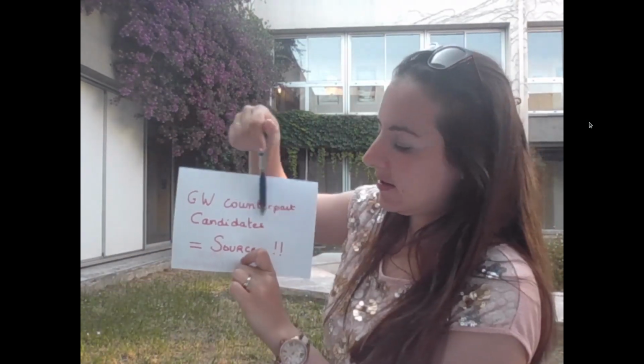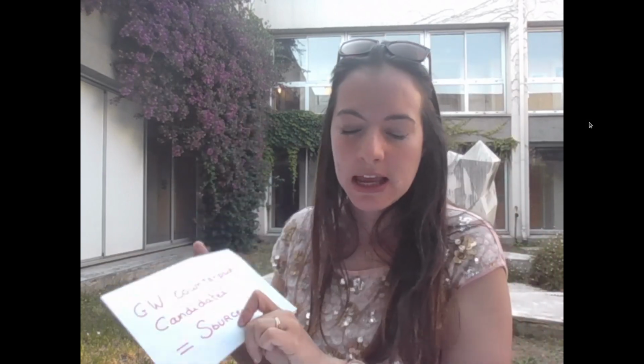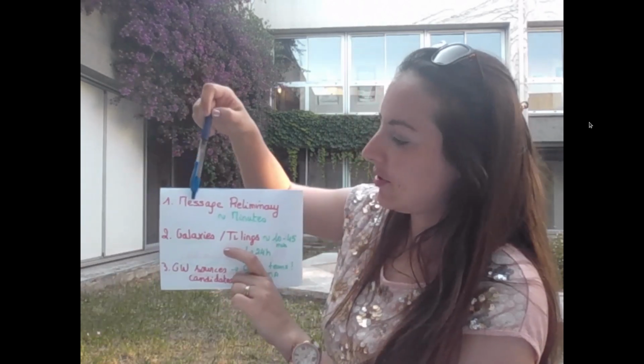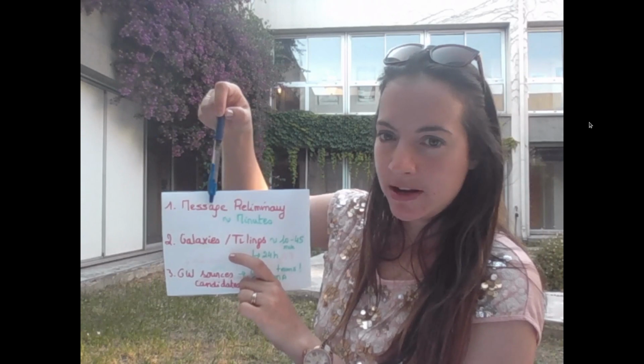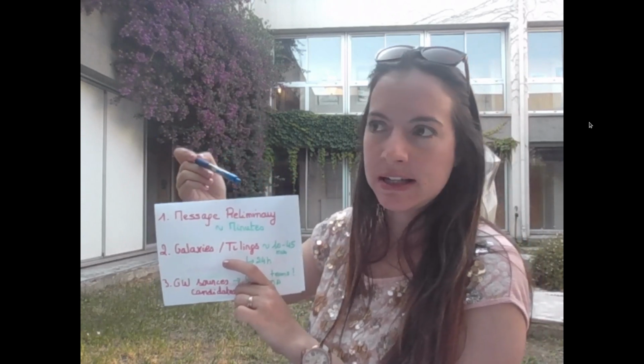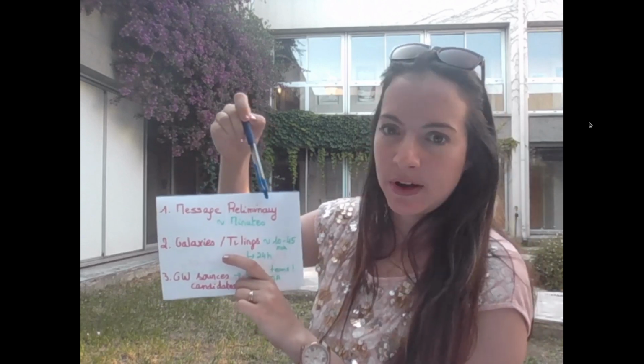So this is for the follow-up advocates part 3, and we're going to talk about the source candidates. The source candidates, or counterpart candidates, is what I call them. It comes after there is a gravitational alert. First you have the preliminary message that happens within minutes. So after a gravitational wave is detected, you have the message within minutes.